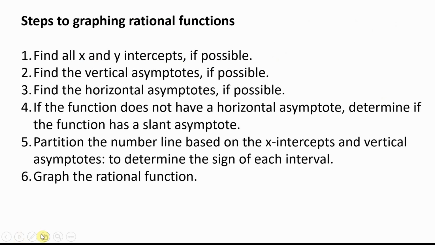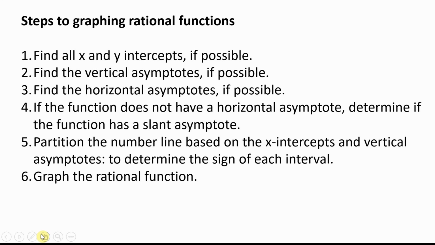Okay. Now here are my steps to graphing rational functions. See if you can find the x and y intercepts if they exist. Find the vertical asymptote if they exist. Find the horizontal asymptote if they exist. And if they don't, let's go out here and pick some cucumbers and watermelons, right? If the function does not have a horizontal asymptote, determine if the function has a slant asymptote.